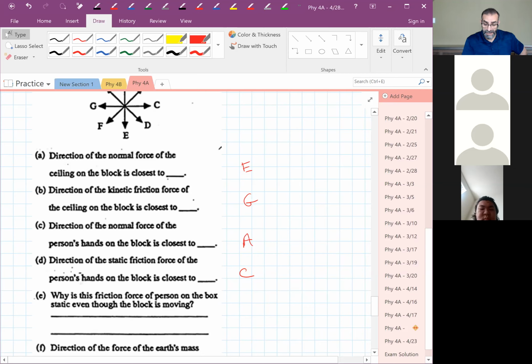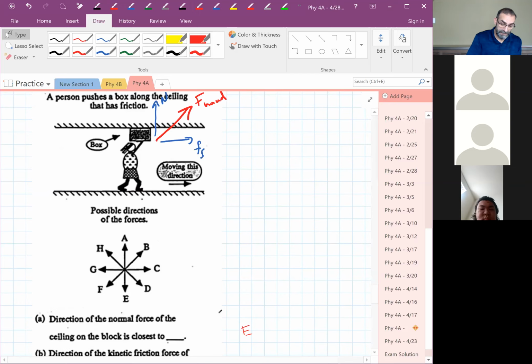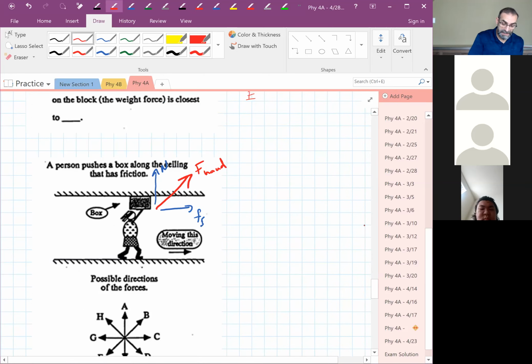If there was no friction, the hands would slide to the right. Yes, yes, but I think you're confusing the force of friction on the hands, right? The hand would slide, if there was no friction there, the hand would slide to the right. So there's a force of friction on the hands to the left. But what would the box do if there was no friction? It would not keep moving to the right. It would stay stationary. So the hands are causing the box to move to the right.